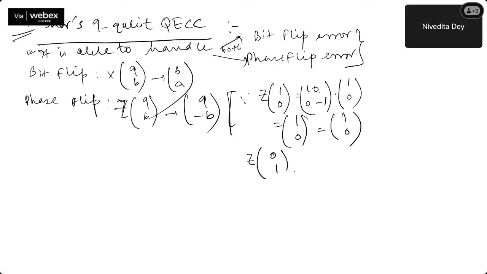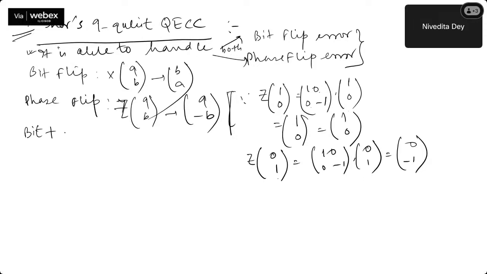But if it is 0 and 1, you will see that it is 1 0 0 minus 1 times 0 and 1. So ultimately it is a 0 and it is a minus 1. That is Z|A,B⟩ is equal to A and minus B. So here B has now become the minus. So 0 and minus 1 we have got it.